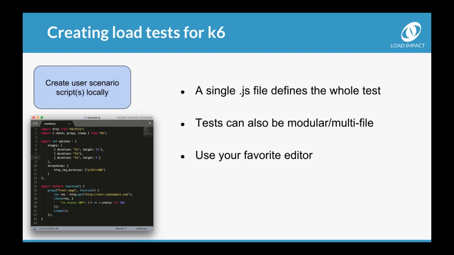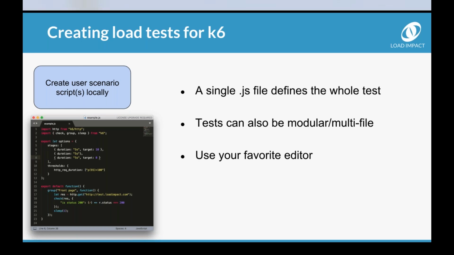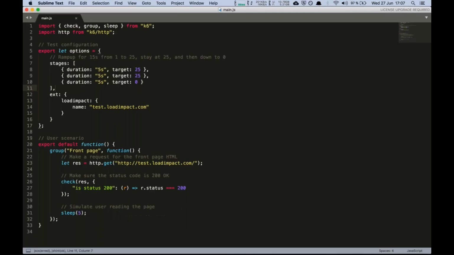So let's switch to my editor here, and we'll have a look at a quite simple K6 test that we'll be using throughout the demo here today. So this is what a K6 test looks like. At the top here, we have some import statements for importing functionality that we need in our test. The second part here is test configuration. So we have anything that pertains to the configuration of the test itself.